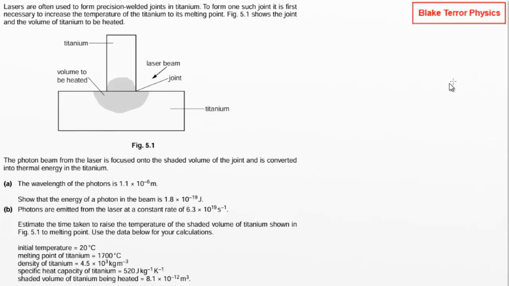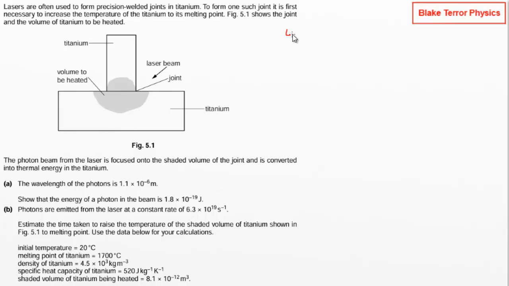Next up, we've got a laser here used to form precision welded joints in titanium. To form one such joint, it is first necessary to increase the temperature of the titanium to its melting point. Okay, so we're heating up this joint. The photon beam from the laser is focused on the shaded volume of the joint and is converted into thermal energy in the titanium. The wavelength of the photons is that. Show that the energy of a photon in the beam is that number of joules.